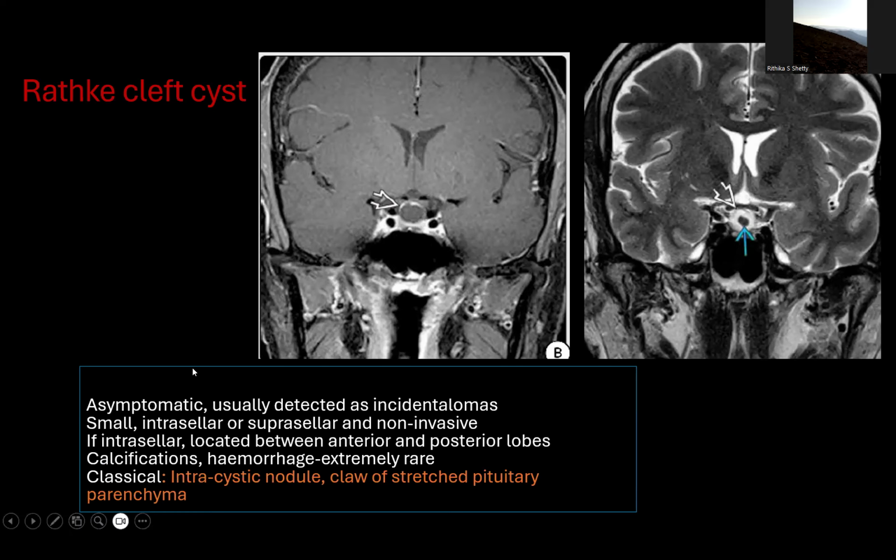These are usually asymptomatic. It is formed from the remnant of the Rathke cleft pouch, which forms the anterior pituitary. So it's located between the anterior pituitary and the posterior pituitary actually. It is usually detected as an incidentaloma, small, intrasellar or suprasellar, and usually it is non-invasive. Calcification and hemorrhage are rare. And there are two variants, that is the intracystic nodule, which we saw, and the claw one.